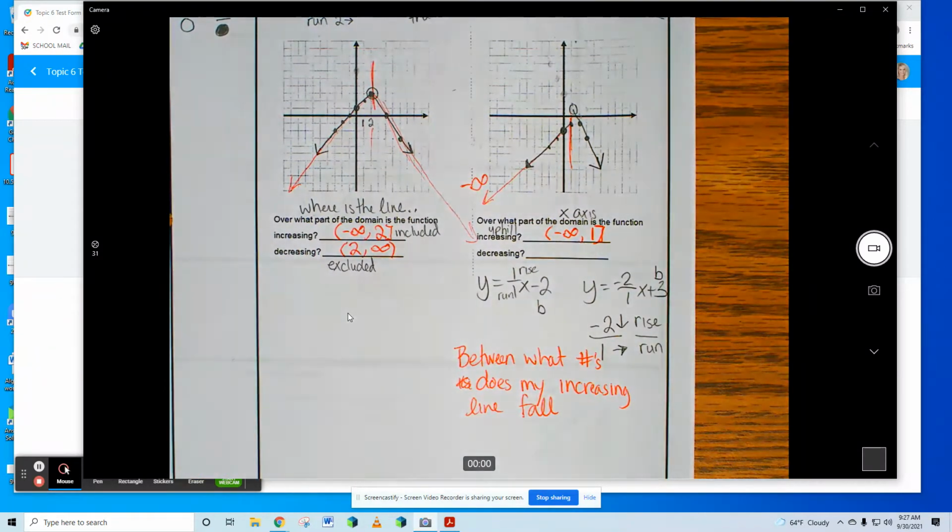in the increasing line. My line increases, and it's increasing all the way down here from -infinity. Yes, increase, increase, increase, increase. It stops increasing right there. That's 1. See, 1, 2, 3, 4, 5, 6. It's at 1.